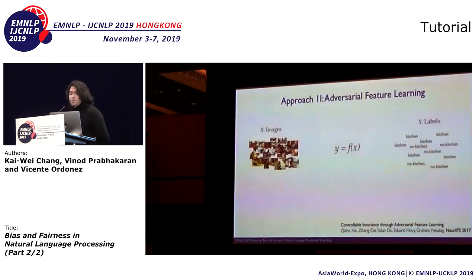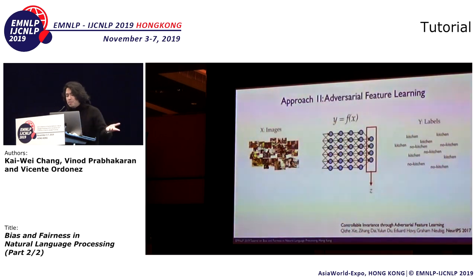Approach number two that people have been aiming for this problem is the adversarial feature learning approach. And so in adversarial feature learning, you have a model that maps directly from X to Y, and this model computes at the end some features, also Z.